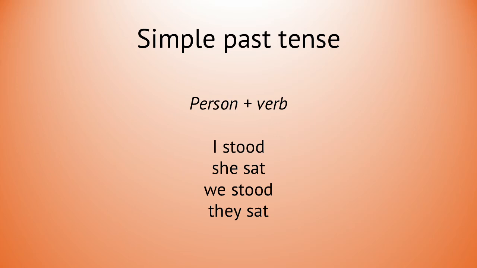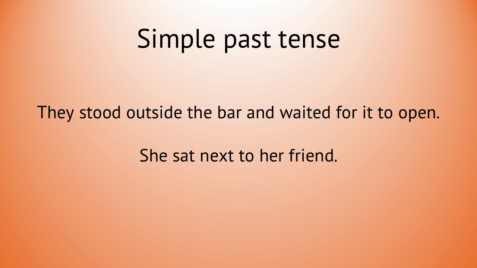First of all, stood and sat are used in the simple past tense. The simple past tense is what it sounds like. It's the past and it's simple. All you need are two things: the person and the verb. So I stood, she sat, we stood, they sat. You just need the person and the verb and you've got a past tense. So for example, they stood outside the bar and waited for it to open. Or she sat next to her friend.